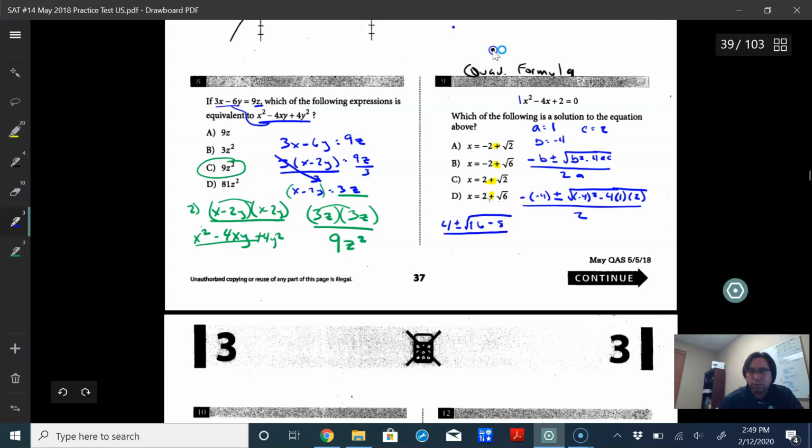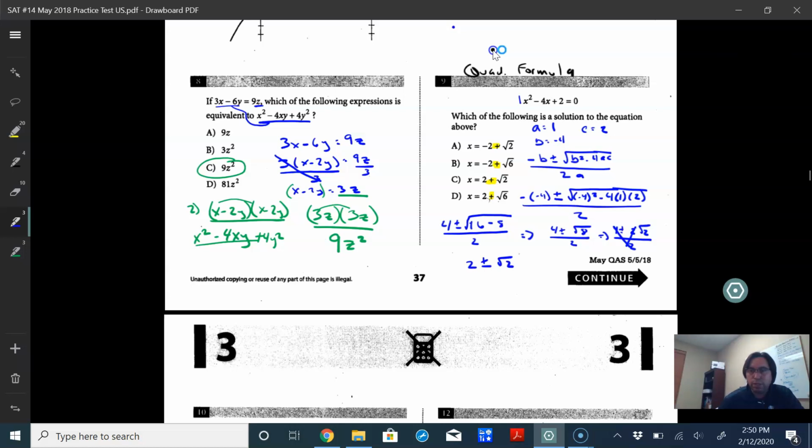And so that's all over 2. And so then that equals 4 plus or minus the square root of 8 over 2. If you can remember, the square root of 8 turns into 2 times the square root of 2. That's the same thing as the square root of 8 over 2. Now we can eliminate these and eliminate those. So now you're left with 2 plus or minus the square root of 2.